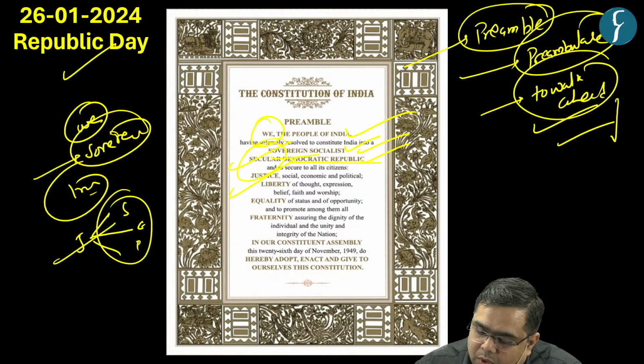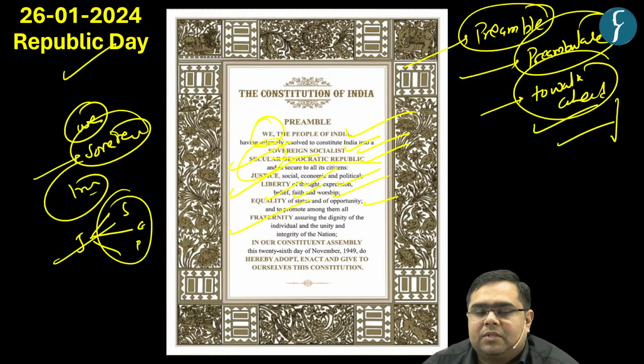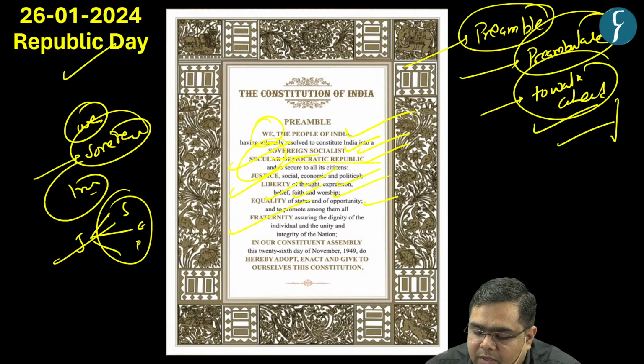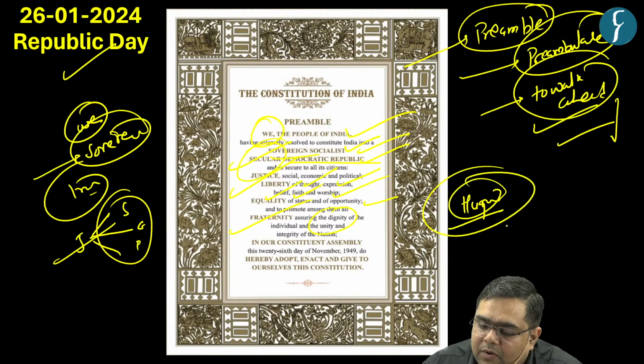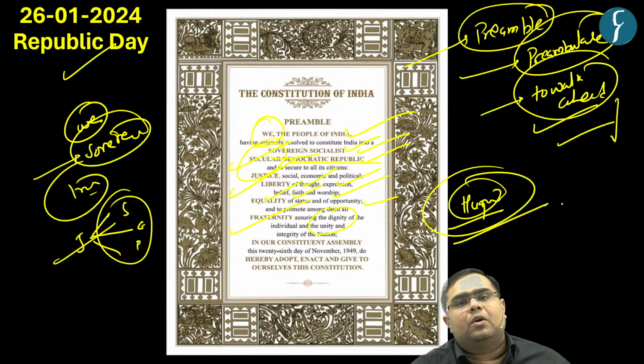Then liberty of thought, expression, 5 kinds of liberties: thought, expression, belief, faith and worship. To ensure equality of status and opportunity, right to equality emanates from this. And to promote among them all fraternity, a concept that was taken up by the French Revolution. We'll see India-French relations in the later part of this lecture. And assuring the dignity, human dignity, is one of the founding principles on which any constitution rests.